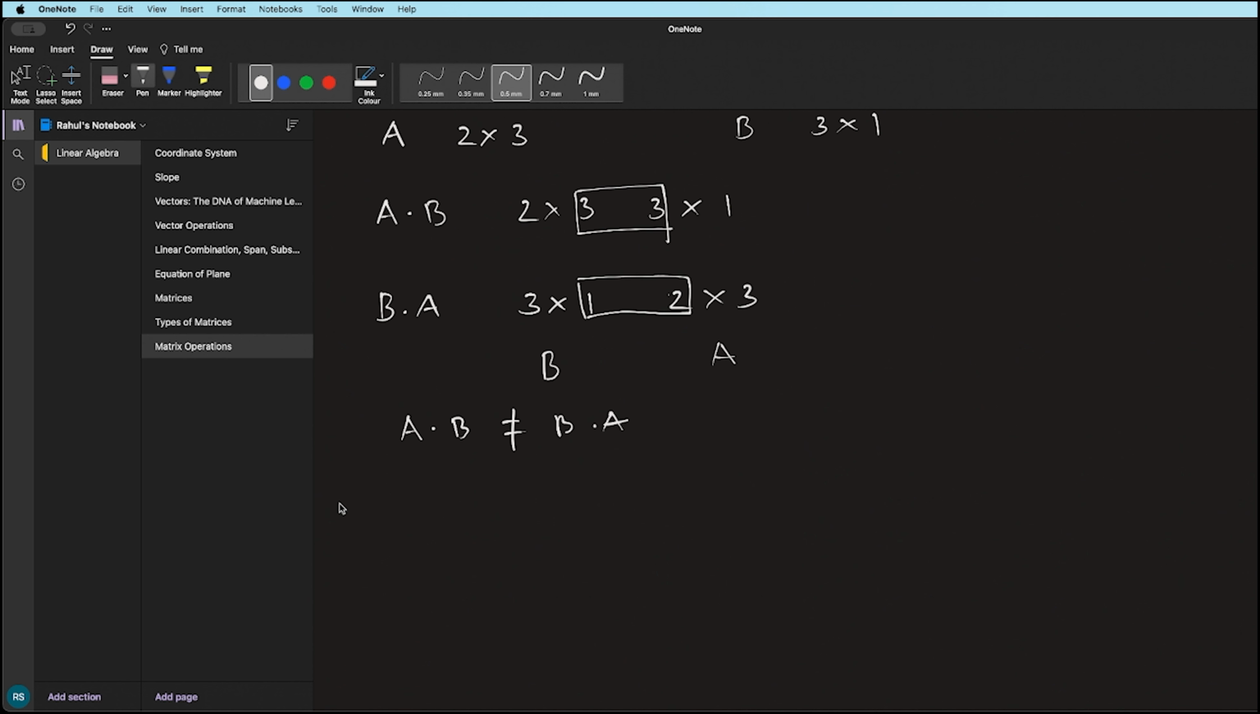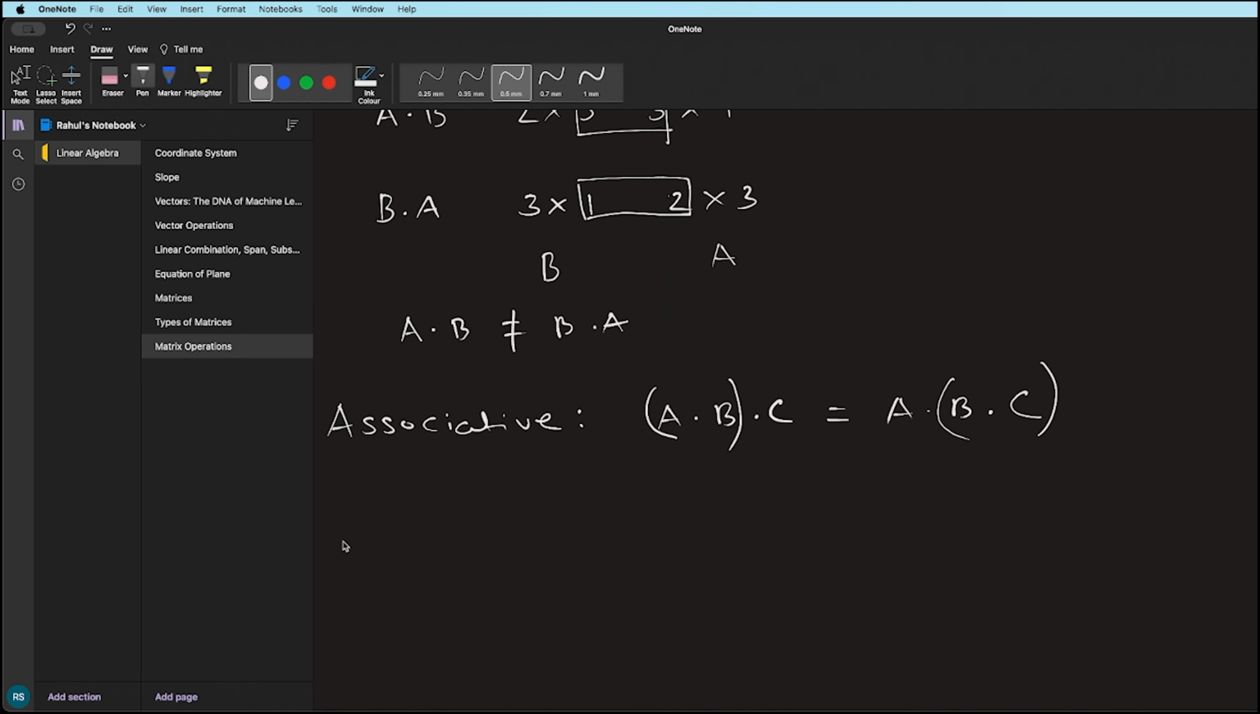Now for the associative property, if I write, in this case, the result of A dot B with matrix C is equal to A dot the result of B dot C. So if I multiply matrix A and B and multiply the result with matrix C, it is equal to multiplying matrix A with the result of B dot C. So the associative property is valid in case of matrix multiplication.